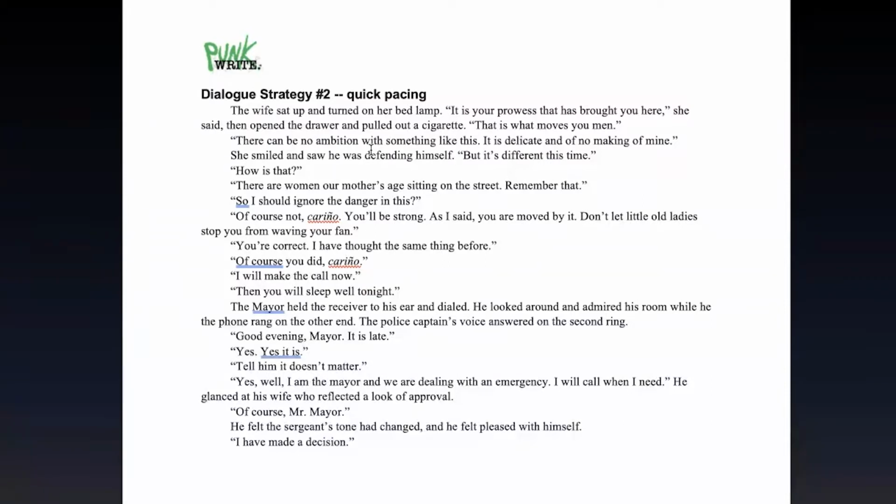So if you look here, I start with some narrative. Of course, the wife sat up, and then she says something right here. And she makes another comment, but then I just want to move things along.